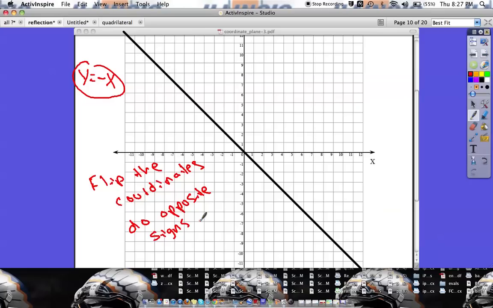So let's run through this and see what it looks like here. Let's say I start my shape here. And let's say I do just something simple here.